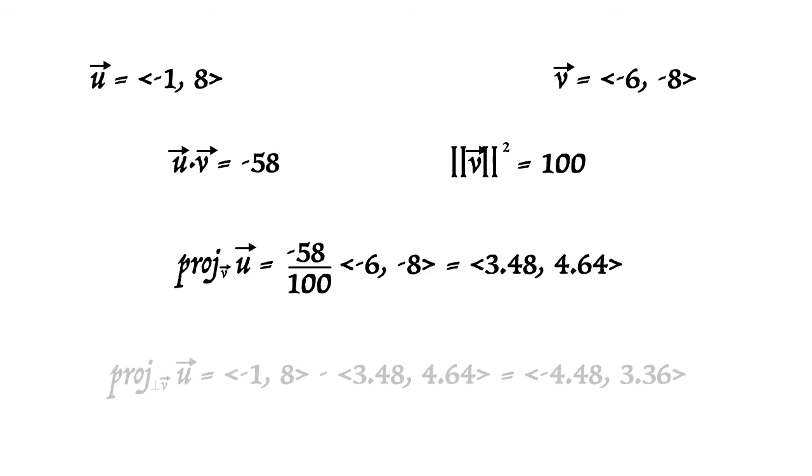The projection orthogonal to v is then given by u minus the projection onto v, which is given by -4.48, 3.36.